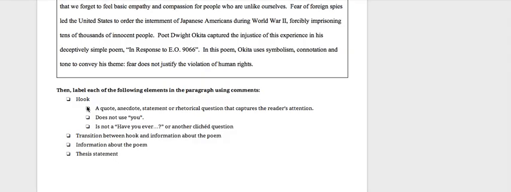Your good hook is going to be a quote, an anecdote or story, a statement, or a rhetorical question that captures your reader's attention, makes the reader interested in the topic and wants to learn more. The hook should also relate to your thesis somehow. Your hook should never use the word you, and make sure you don't have a cheesy, cliched question like, have you ever felt sad? Those questions are not appropriate for a high school or college level essay.